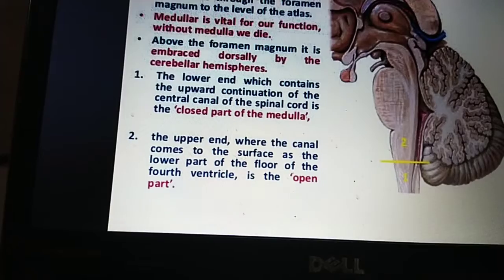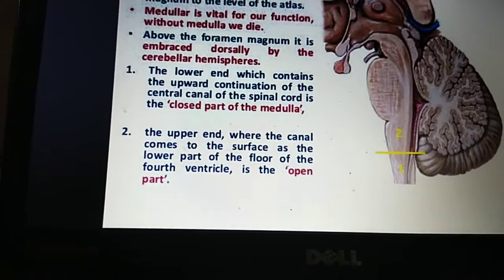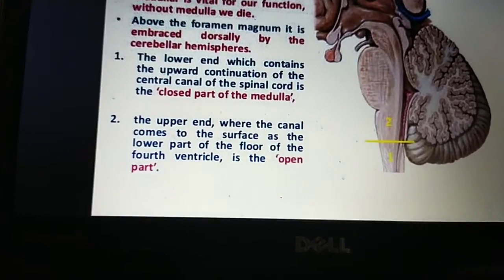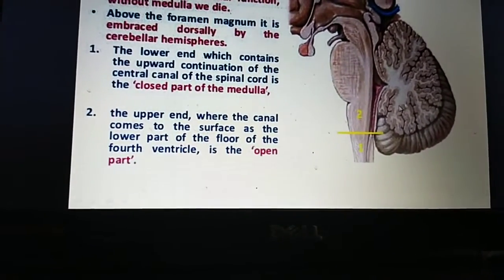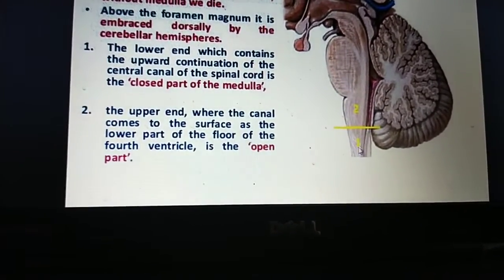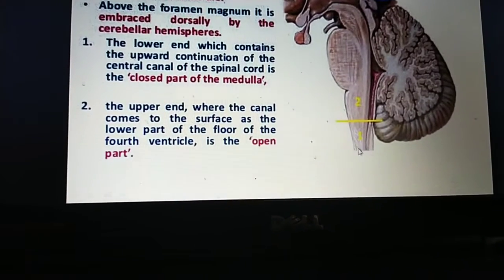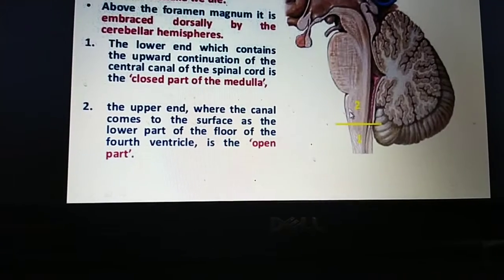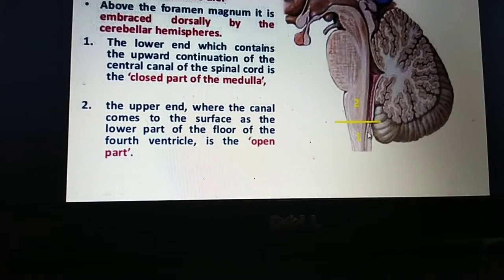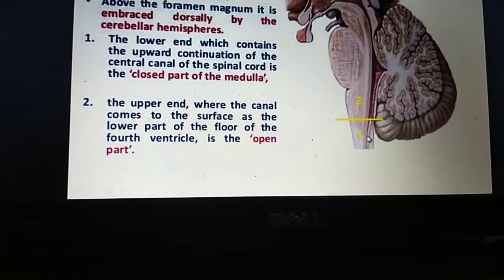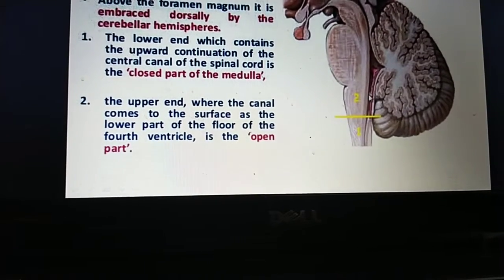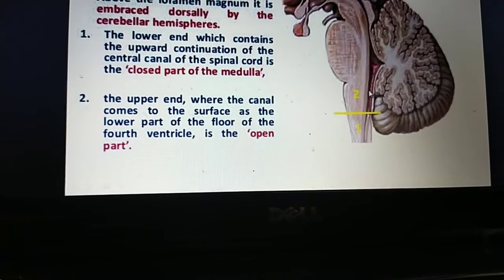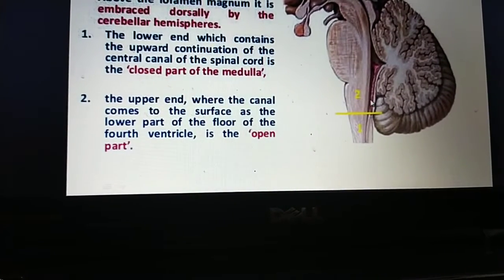The lower end, which contains the upward continuation of the central canal of the spinal cord, is the closed part of the medulla. Okay, you can see this is one part. This is the closed part of the medulla, and this is the open part of the medulla. Here the central canal is there. Here the fourth ventricle is there. It is opened. That's why it is called the open part of the medulla oblongata.